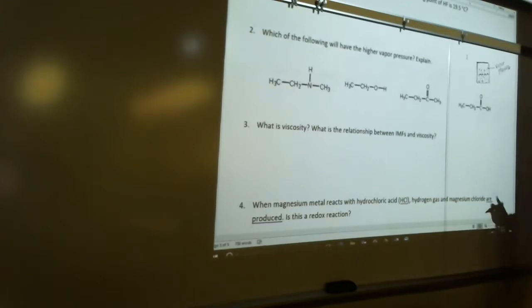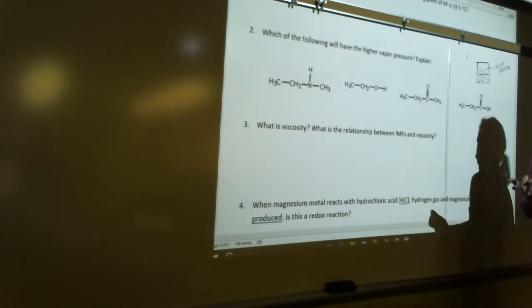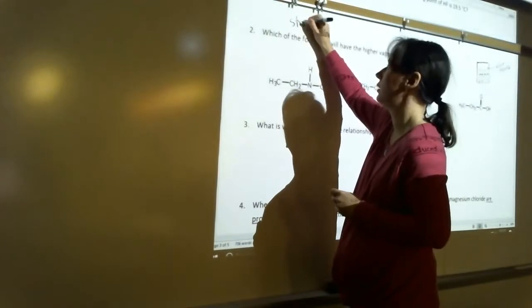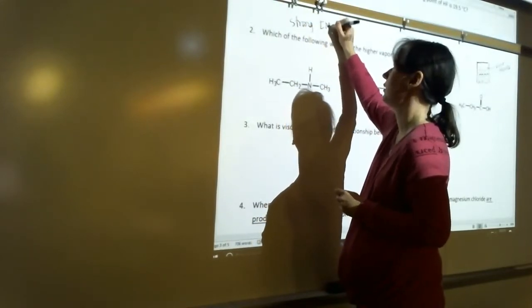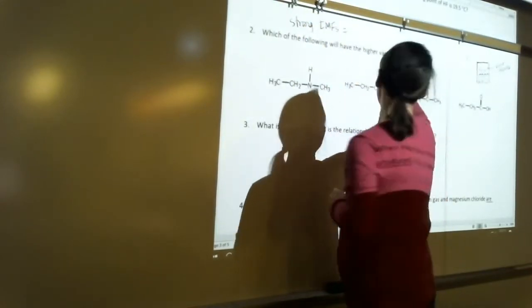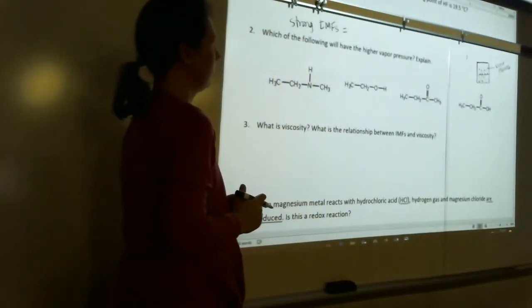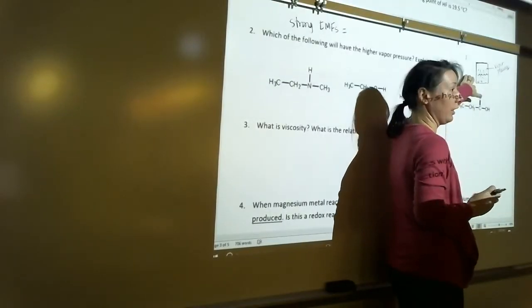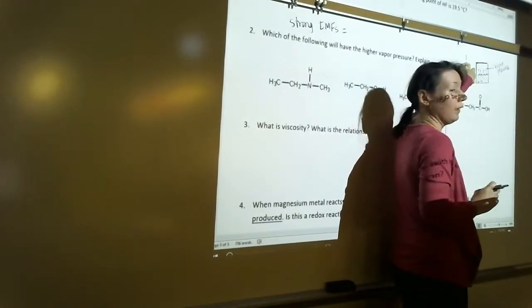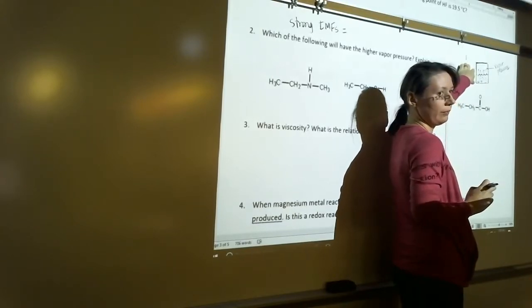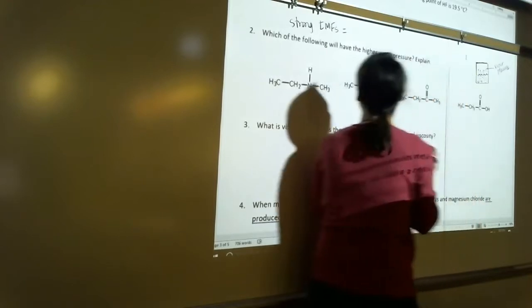So we have to ask ourselves, okay, what's the relationship between intermolecular forces and vapor pressure? If you have strong IMFs, what would that mean in terms of vapor pressure? If the particles in this liquid are being held together by strong intermolecular forces, would you expect there to be a lot of vapor pressure or not a lot? No, not a lot, right? So it would be a low vapor pressure.